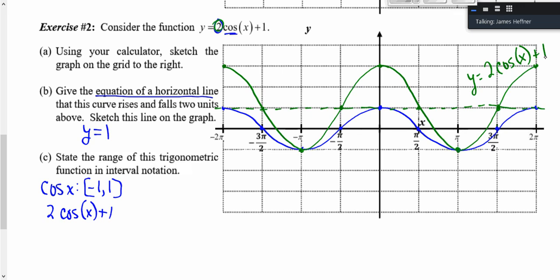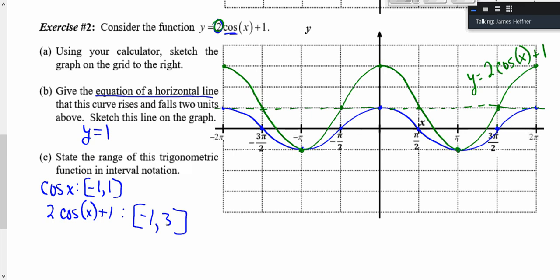So now, what would be the new range? This goes up and down between what values? What's the lowest value it hits? -1, like you can see from the graph. And what's the highest value of the green graph? 3. So it oscillates between -1 and 3.